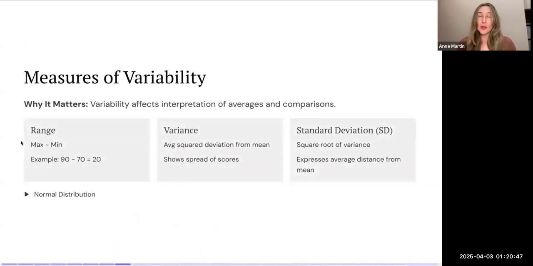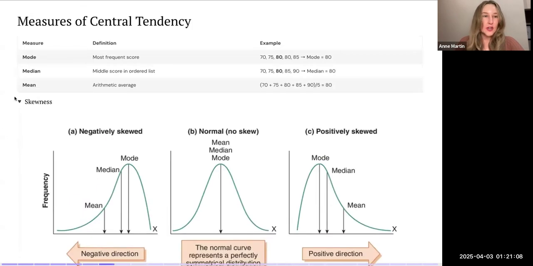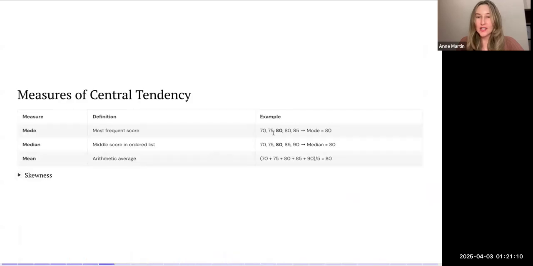In terms of variability, the mean is talking about the middle, and the variability is talking about the range, how far away the scores are from that middle measure of central tendency. And this is important to show you how the data are spread. So if this was our data set right here, 70, 75, 80, 80, 85.